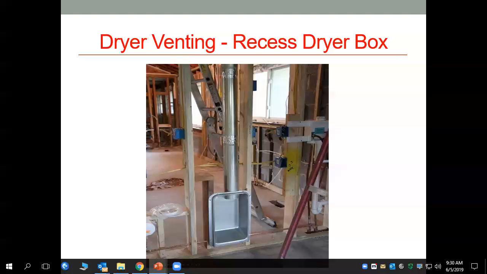And lastly, we've got the dryer venting. You see a lot of recessed dryer boxes. They are very good. You can actually get the dryer up closer, your appliances in the room. They're not sticking out. You can turn right up into it. So I thought that was a really good installation and a good application of the product. Venting, it's taped.